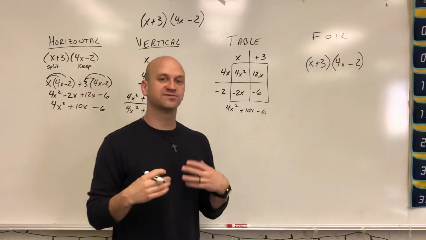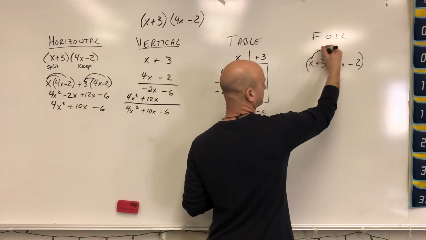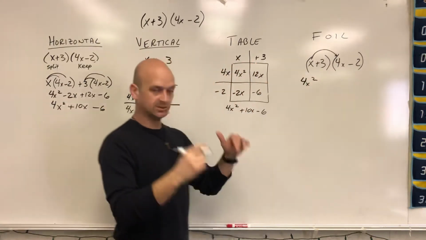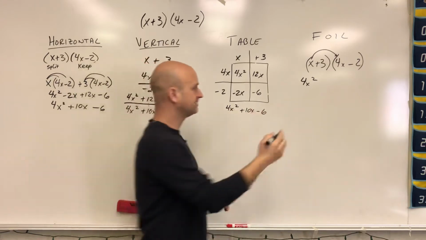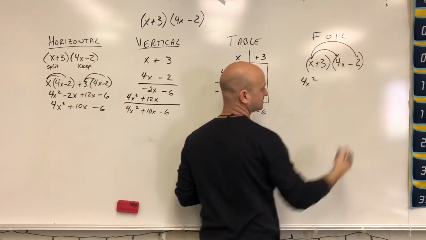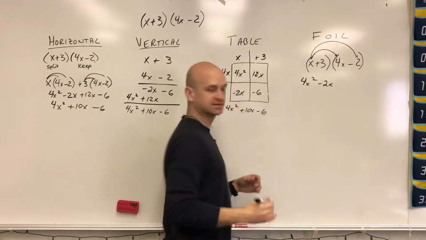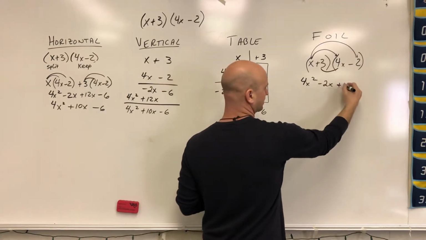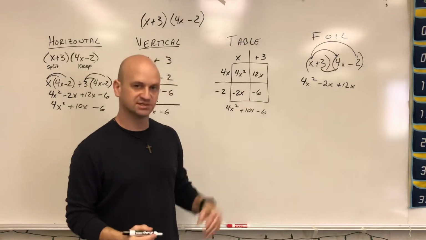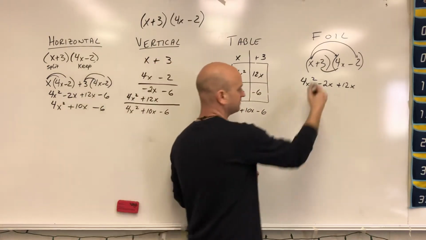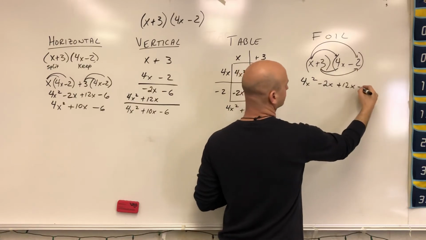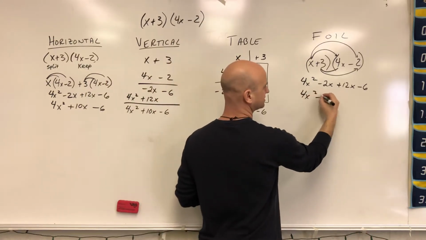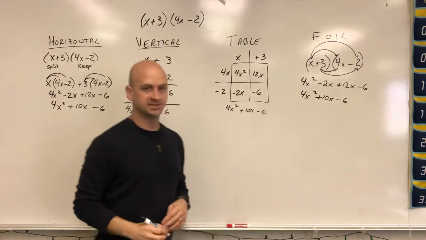FOIL stands for first times first. So if you take the first term times the first term, we get 4x squared, and we write that down. The O stands for outside, outside times outside. So I do x times negative 2, and that gives me a negative 2x. I stands for inside. So the 2 values inside here we multiply, and we get a positive 12x. And then the L stands for last, which is the 2 values that are last times last, and that gives us a negative 6. Now at this step, we would combine any like terms based on their degrees. So in this case, we would get the same answer.